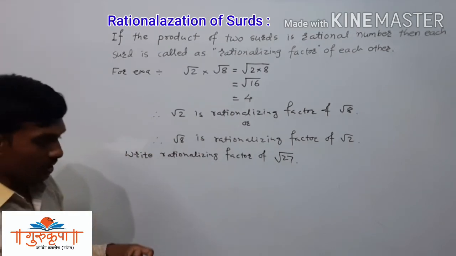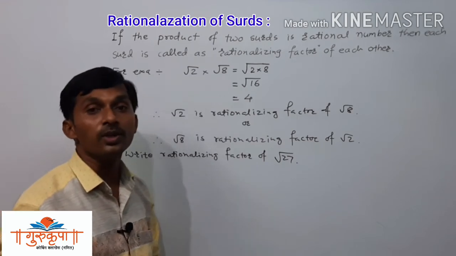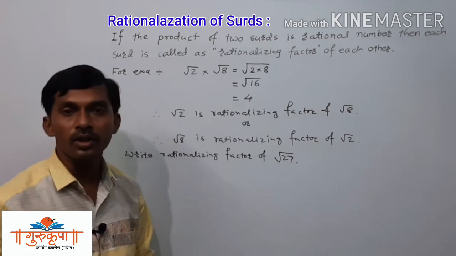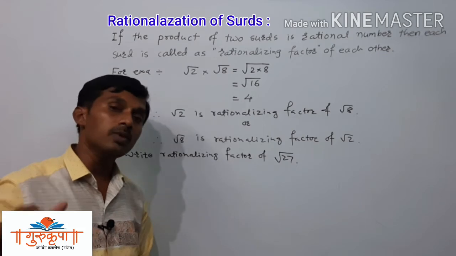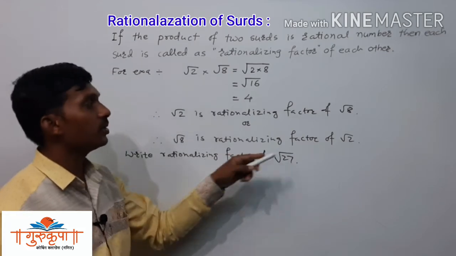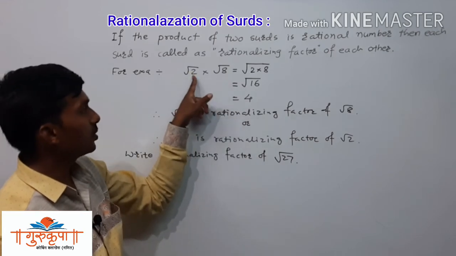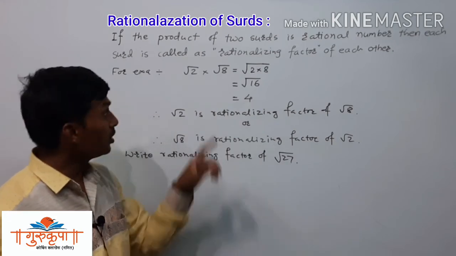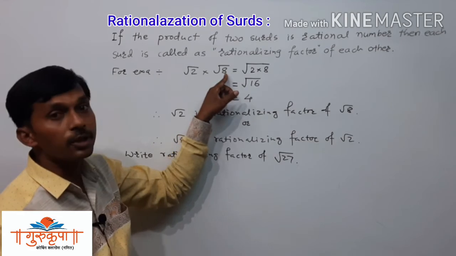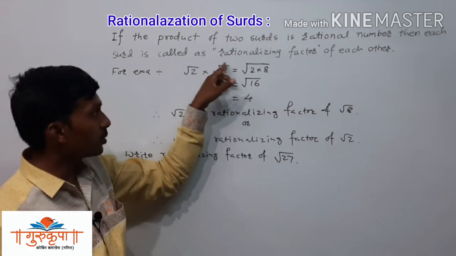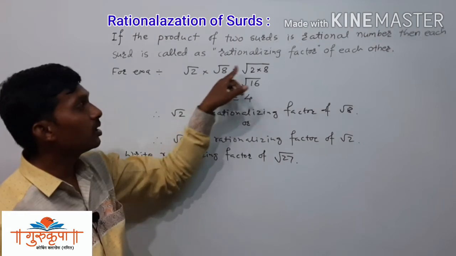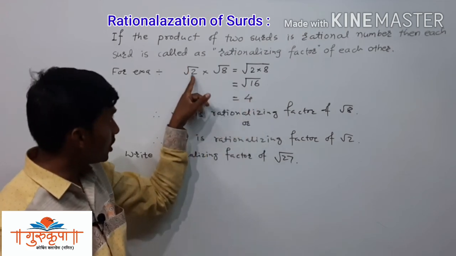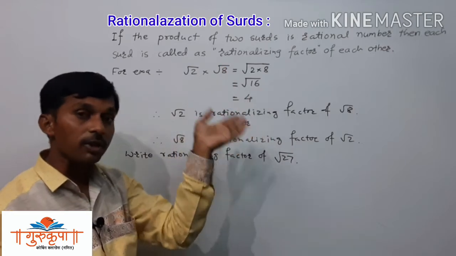Now here the rationalizing factor of the given surd is not unique. You will get more than one rationalizing factor for the given number. Here we see square root of 2 into square root of 8 gives 16, and square root of 16 is 4. Now for root 2 you can also write square root of 32. 32 into 2 is 64, and square root of 64 is 8. So the rationalizing factor of root 2 is square root of 32 also.